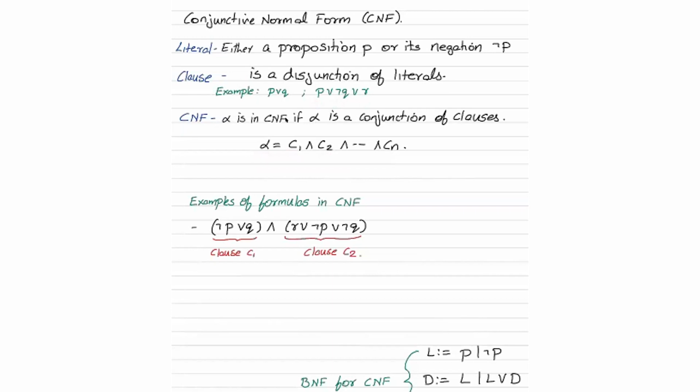An example of a formula in conjunctive normal form is this one. It's a combination of two clauses, and these are clauses because they are just disjunctions of literals. Again, you can give a BNF for CNF syntax: a literal is either a proposition or its negation; a clause is either a literal or a disjunction of a literal and a clause; and a CNF formula is either a clause or a conjunction of a clause and a CNF formula. This is a syntactic definition. I hope the definition itself is clear.